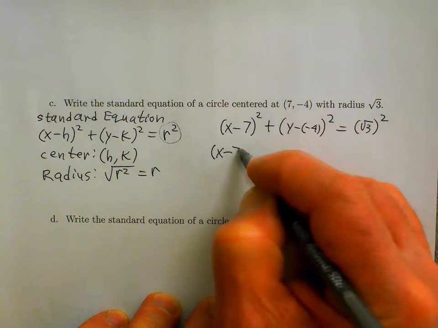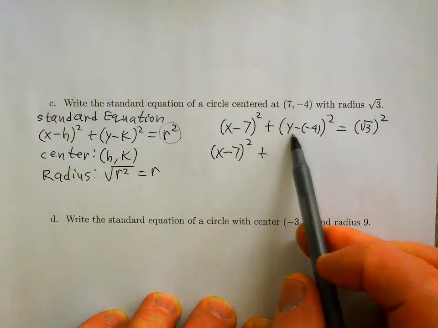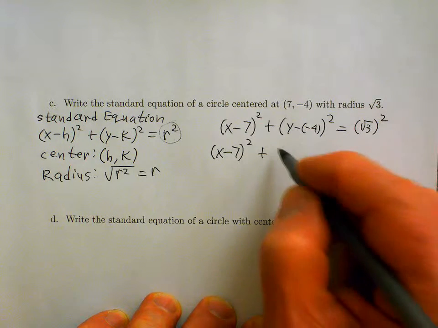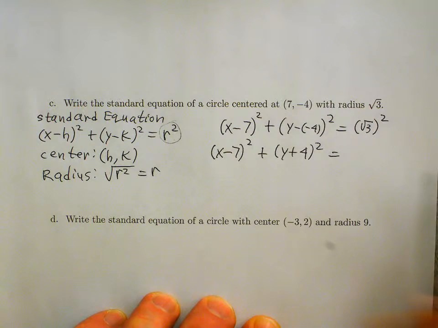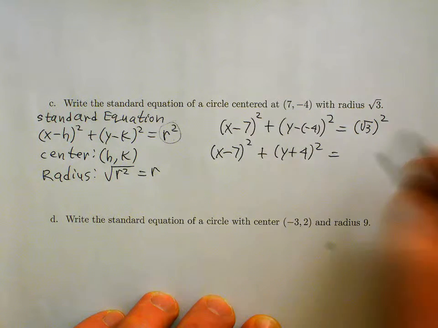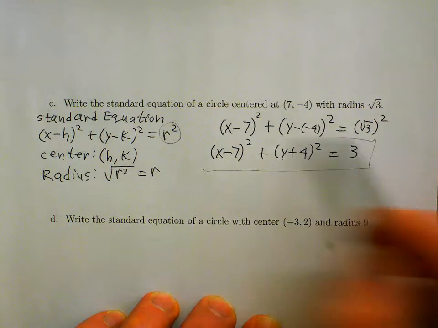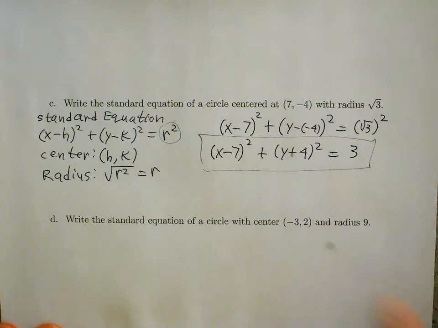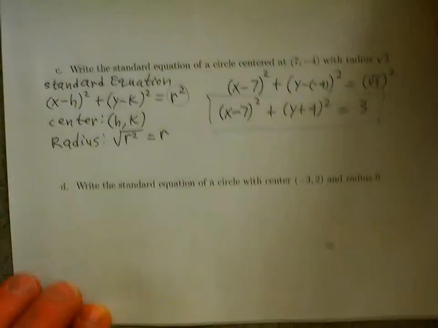X minus 7 squared stays the way it is. And instead of y minus negative 4 quantity squared, we write y plus 4 quantity squared. And the square root of 3 squared is just 3. So that is the standard equation of the circle. Hey, we might as well do the next one.